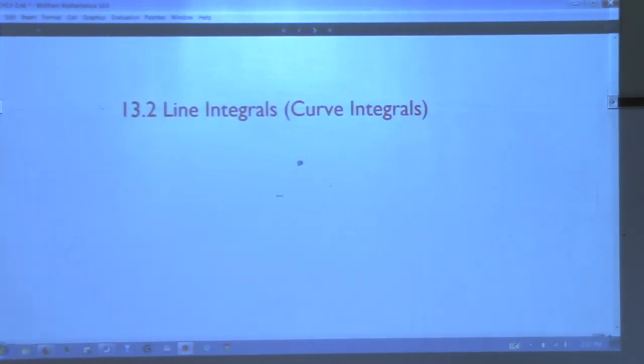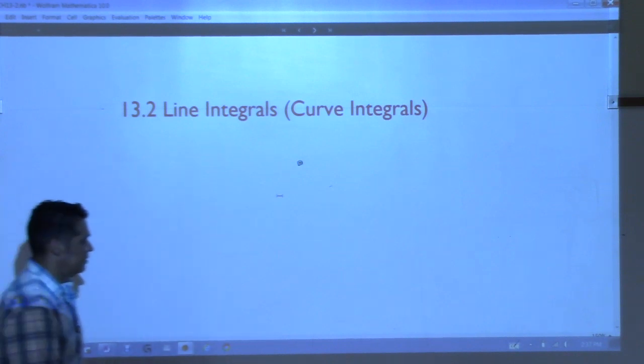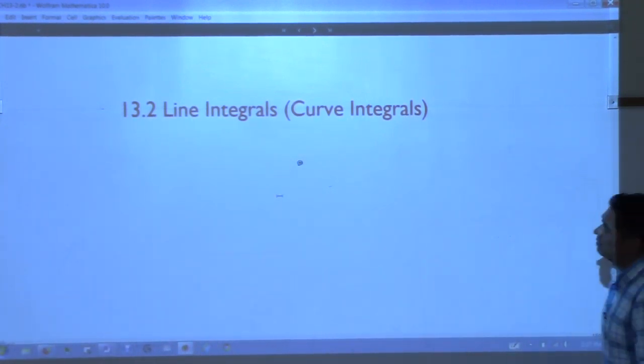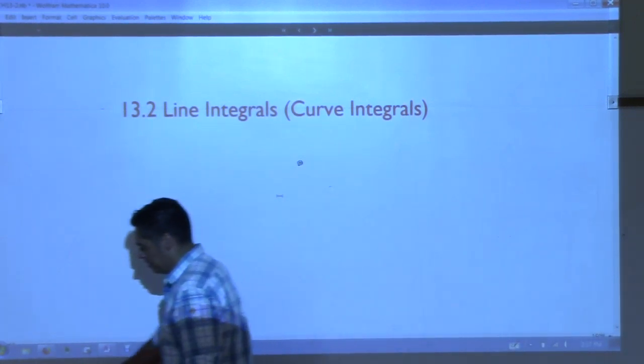All right. Line integrals. Or curve integrals.